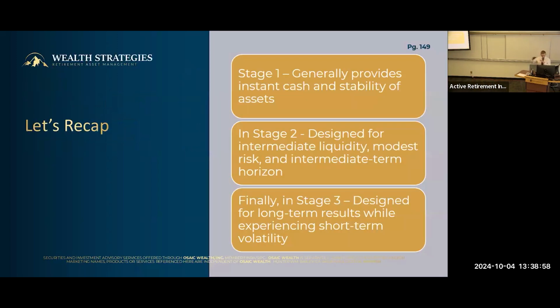So let's go over those things a little bit again before we get into the next topic. Stage one, we're generally providing instant cash, stability of assets. Obviously, as you saw, depending on the investor profile and the purpose of the account, these things can change, but we're just talking in generalities, mostly for moderates, retirement accounts and stuff like that. Generally, stage one is going to be where you would draw your assets from. If you're going to take money out, that's where it's coming from.